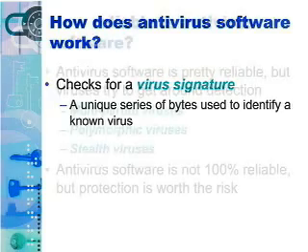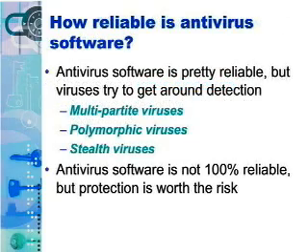Multi-part type viruses are able to infect multiple types of targets. For example, a multi-part type virus might combine the characteristics of a file virus, which hides in the .exe file, and a boot sector virus, which hides in the boot sector. If your antivirus software looks at a particular virus only in the .exe, the virus could escape detection by hiding in the boot sector as well.